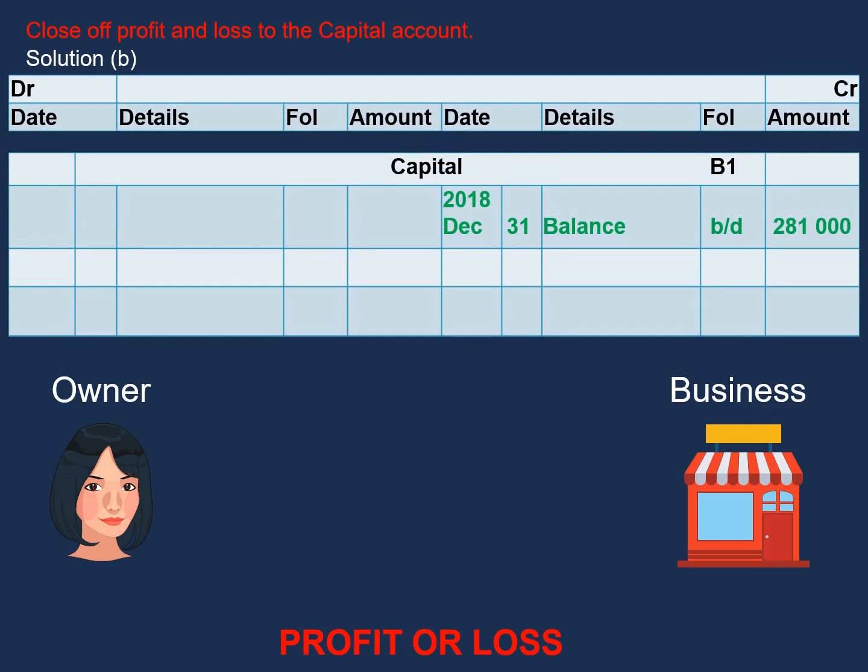So in the general ledger, our capital account will have a balance brought down of 281,000, and to complete our double entry, we will credit our capital account with $79,080, and this is the amount that we just calculated in our profit and loss account. And also this increases our capital account because profit increases the owner's capital. Let's move on to the next solution.